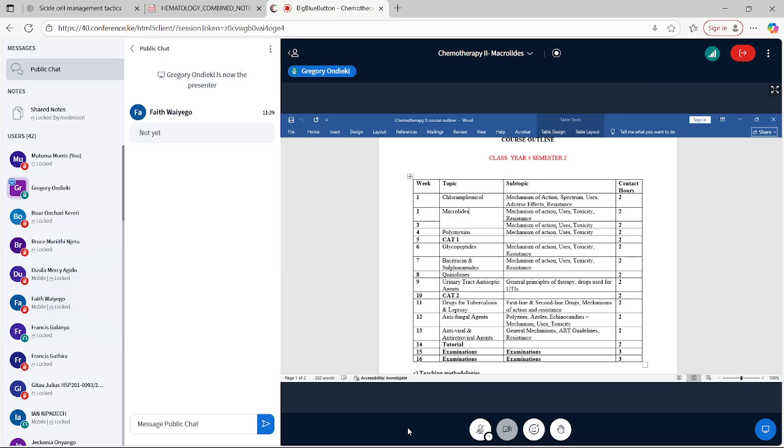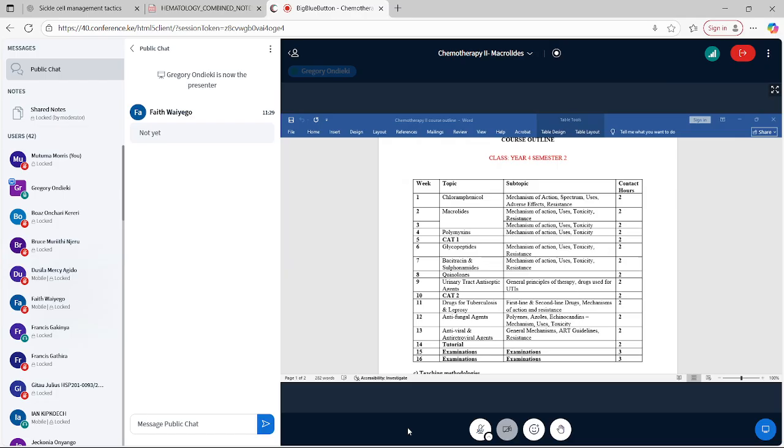ARVs, when and how to use them. After this, you're expected to know how to use all these drugs, especially in management of HIV and TB. So this is all that we're supposed to cover. It's not a very long topic, meant to be easy. So I want us to enjoy and ask questions where we can, and participate. I like it when we also offer ourselves for discussion, right?